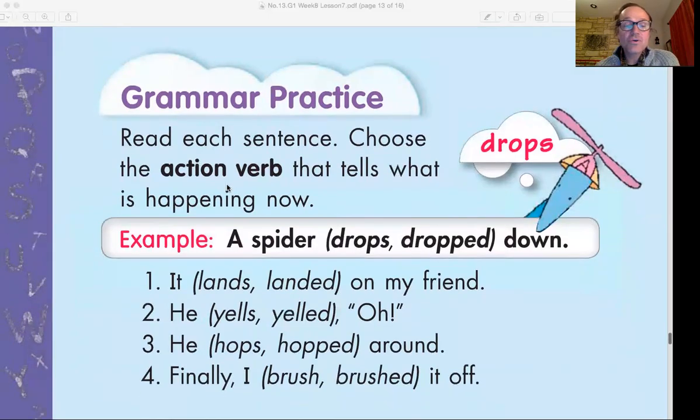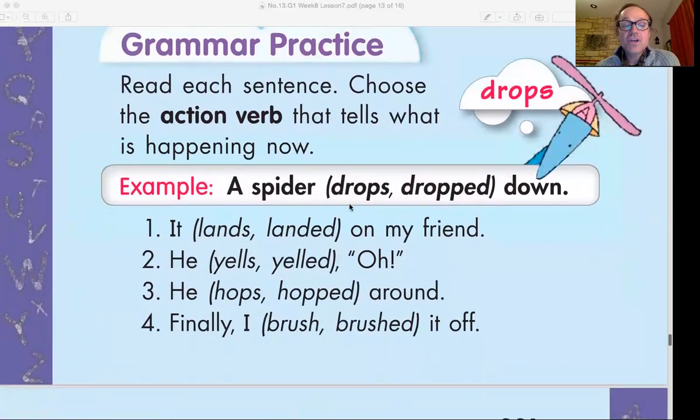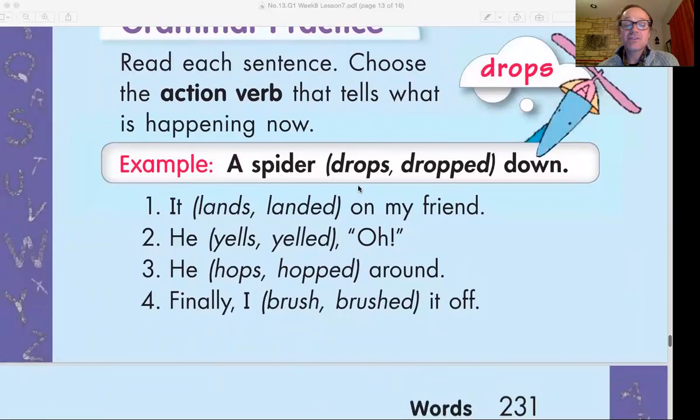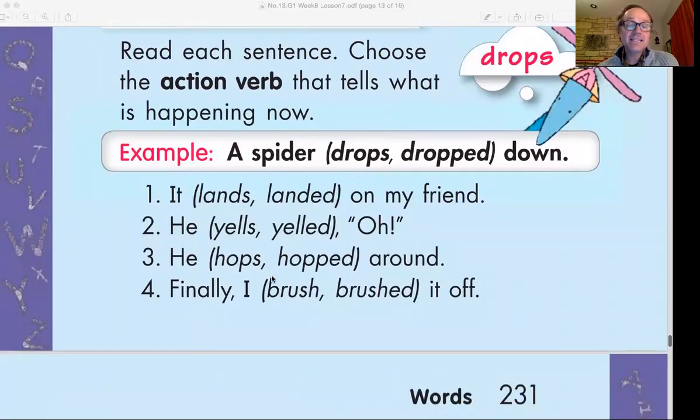Okay? So here, they give you 2 chances. You want to decide: a spider drops down, a spider dropped down. Which one is now, right? I'll give you a hint on this example. A spider drops down, that's right now. If a spider dropped down, that means it happened yesterday or sometime this morning. So go ahead and pause the recording and look at these 4 sentences, and then it will come back and we'll answer them.